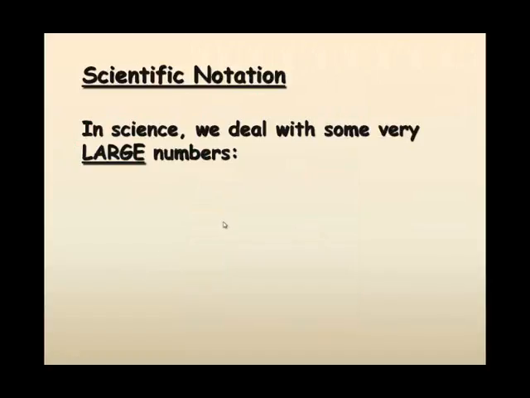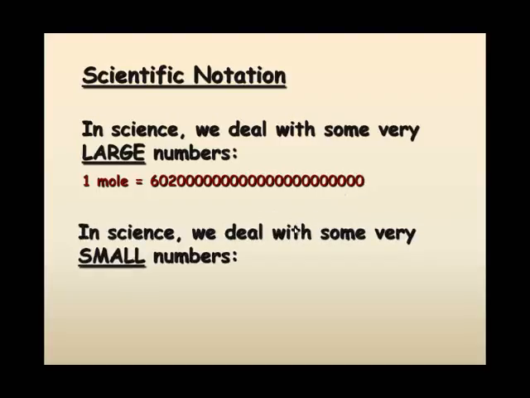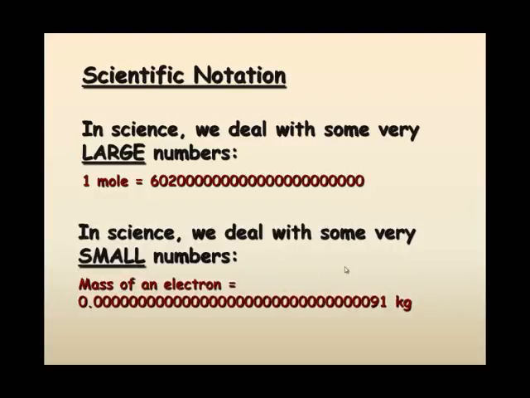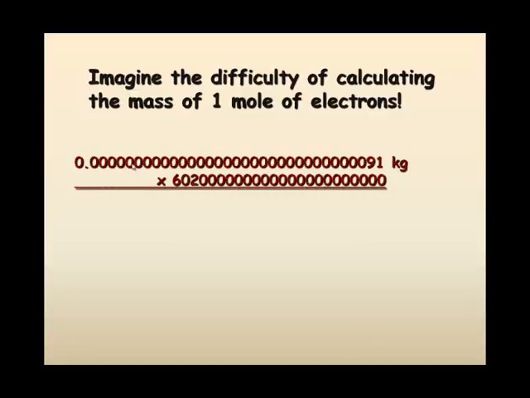And the reason we need to use scientific notation is that in science we deal with some huge, really large numbers. Like this number we're going to use a lot. This is the number of atoms or particles that are in something called a mole. And we also deal with tiny numbers. If we want to know the mass of an electron, the standard units are kilograms, and this is how many kilograms we'd have. Tiny. So it's not real practical dealing with these measurements with all these zeros. So we shortcut it.